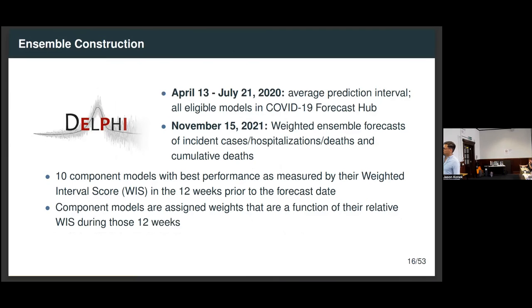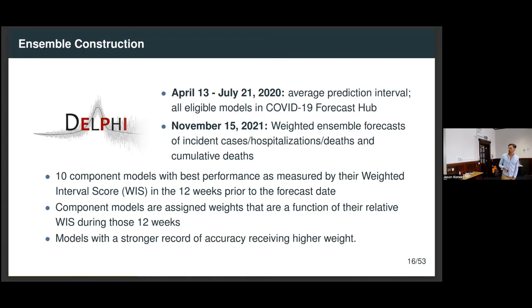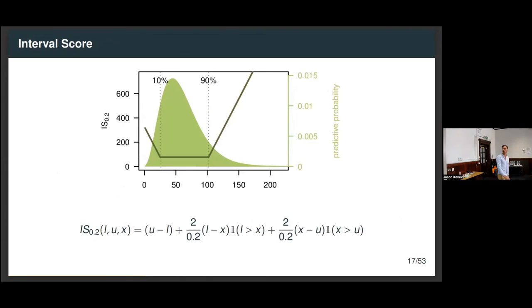Okay. So their weights are also determined by their performance according to that score, with models with a stronger record of accuracy receiving a higher weight. So what's that score? I'm just going to give you one of the interval scores. The weighted interval score does this at a bunch of different prediction interval levels. This is one of the things that goes into the average, and that is the weighted interval score.